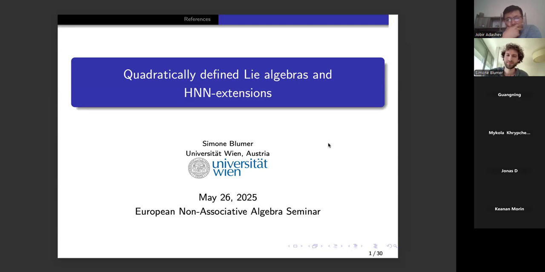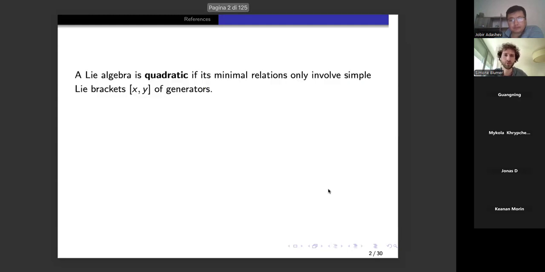Thank you very much for the introduction, and thank you for inviting me to this seminar. Today I'm talking about quadratically defined Lie algebras, and I will start by roughly defining what I mean by a quadratic Lie algebra. Essentially, a quadratic Lie algebra is a Lie algebra where the minimal relations only involve simple Lie brackets of the generators.